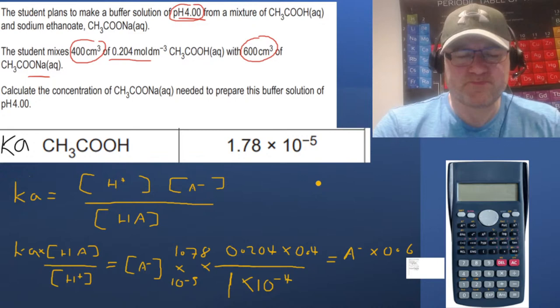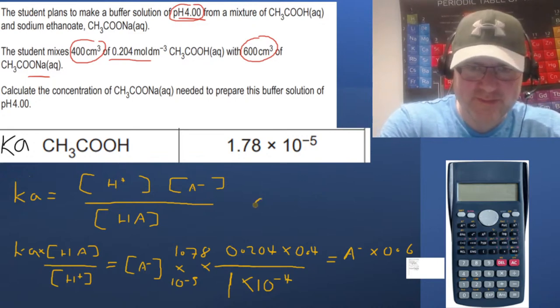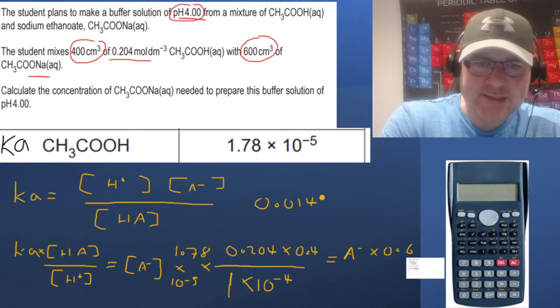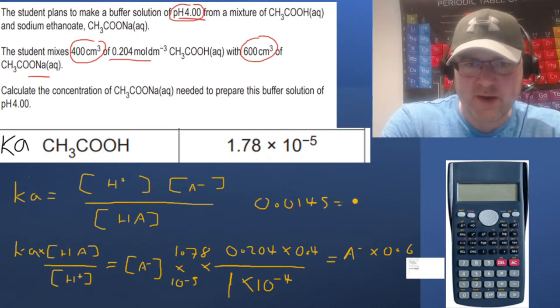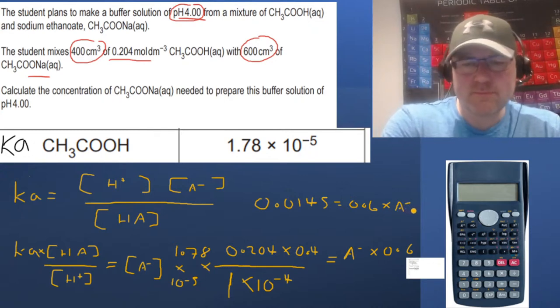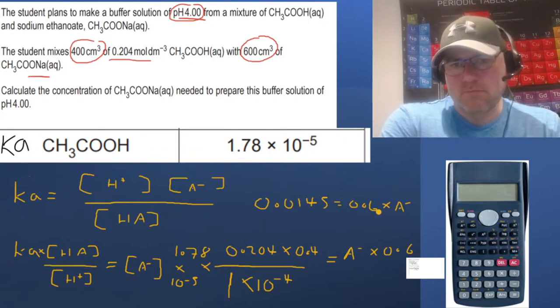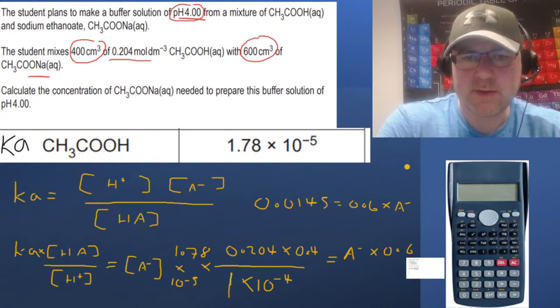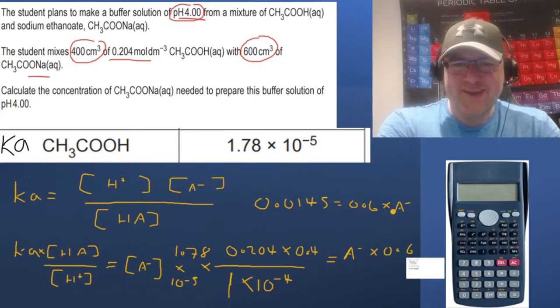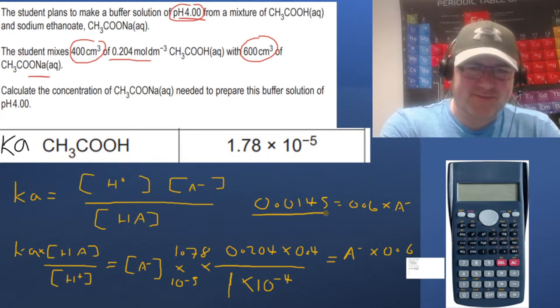Let's see if that works. Now, I may have this wrong. So, that equals, I may have to recalculate that. You guys might be able to put that into your calculator. And that means that 0.0145 equals 0.6 times A minus. So, therefore, if I want to get A minus on its own, I've got to divide this by 0.6.